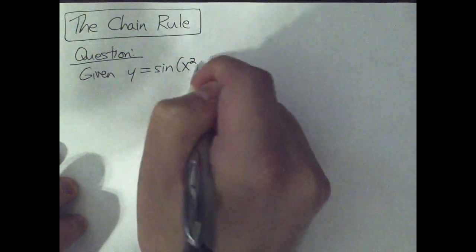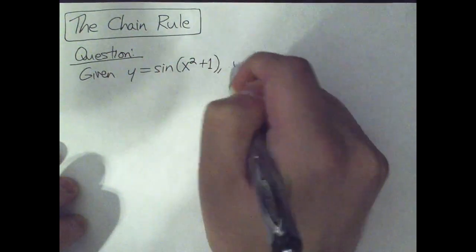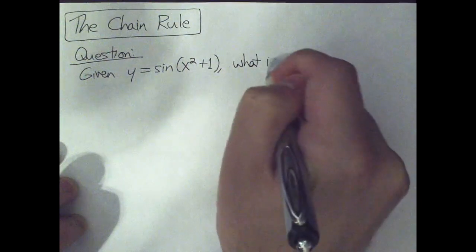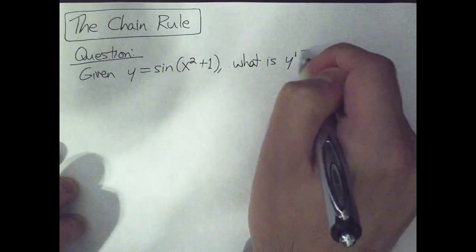So before I show you the chain rule, I want to show you what type of problem we need a new rule for. Like, what type of problem can we not do yet? And an example, I'm going to pose this as a question, but I don't expect you to answer it right now. Given y equals sine of x squared plus 1, what is y prime?